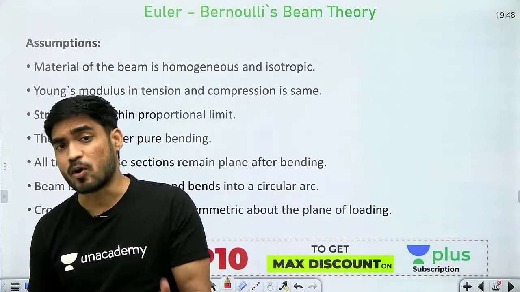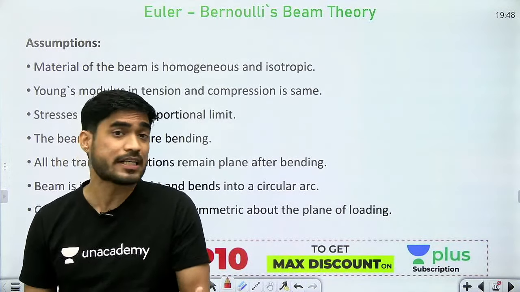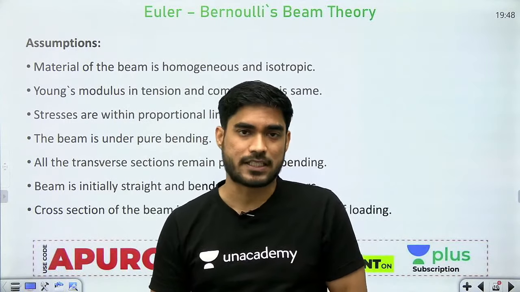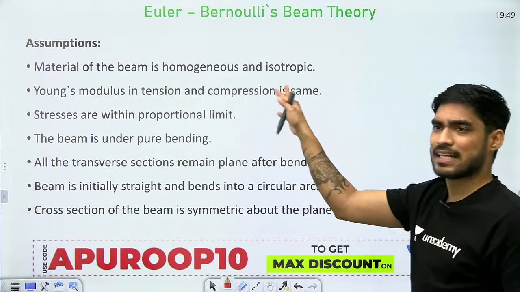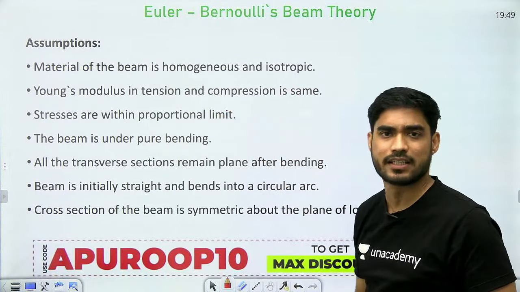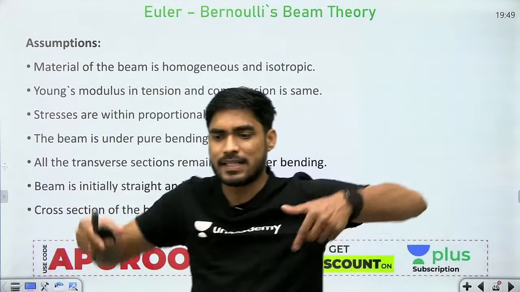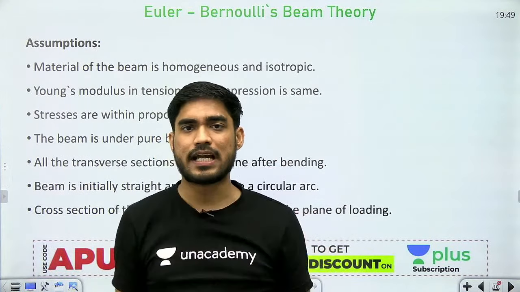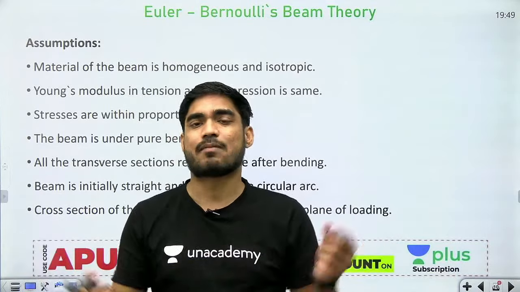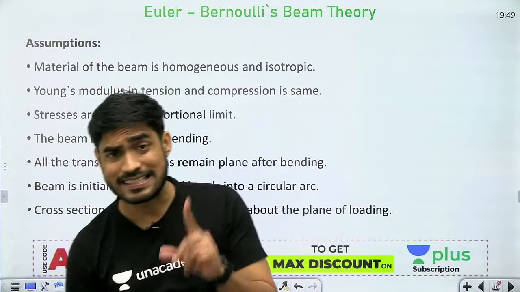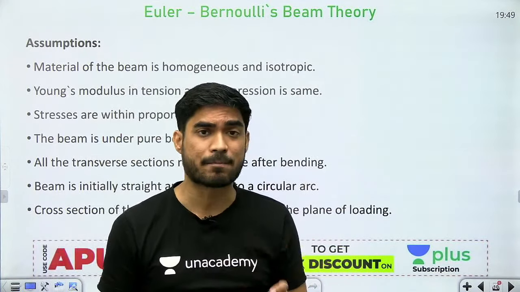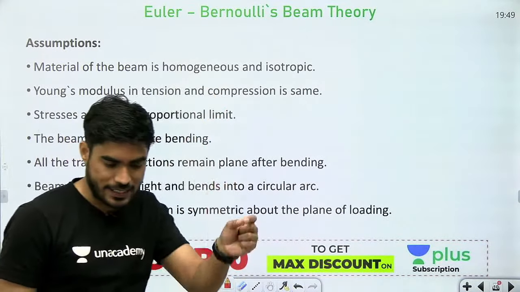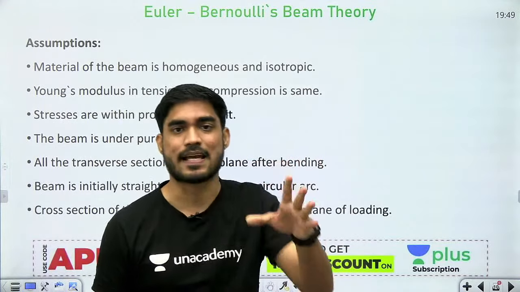Now this is another important assumption, because there are certain materials for which Young's modulus in tension is different and in compression is different. Now why are we discussing this, why are we taking this into consideration? Because when the beam bends, some of the layers are subjected to tension and some of the layers are subjected to compression, right? So there is tension as well as compression in a beam. So it is important to assume that the Young's modulus in tension and compression are the same.